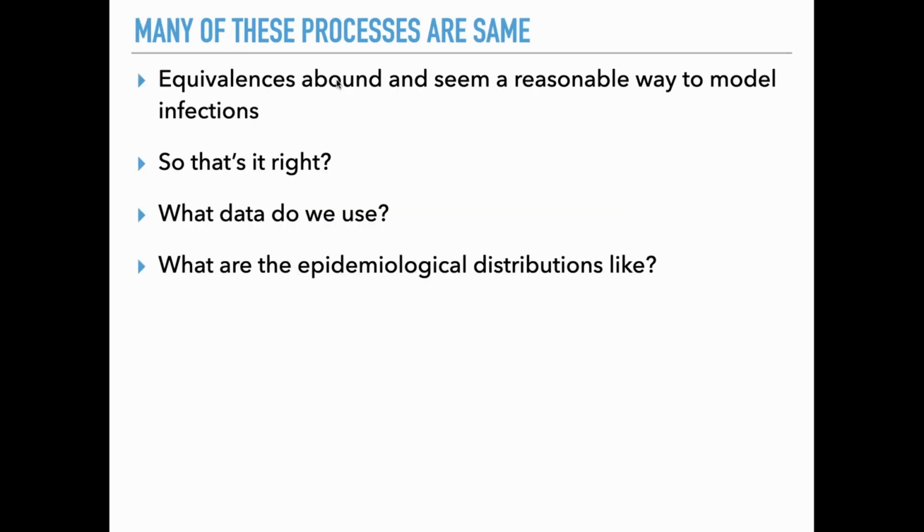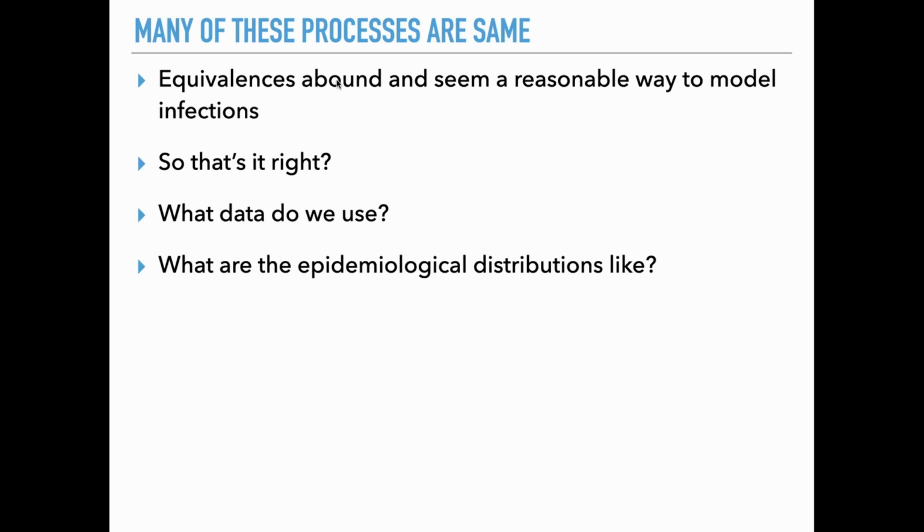So what is beautiful, and for the mathematicians in the audience a very interesting aspect to look at, is that many of these processes are actually the same. So equivalences abound, and this seems like a reasonable way to model infections. So for example, an SEIR model is equivalent to a Hawkes process when you take the expected value of the Hawkes process. The Bellman-Harris process is equivalent to the Hawkes process when you look at the expected value of the two of them. And so there's a lot of these equivalences between them.